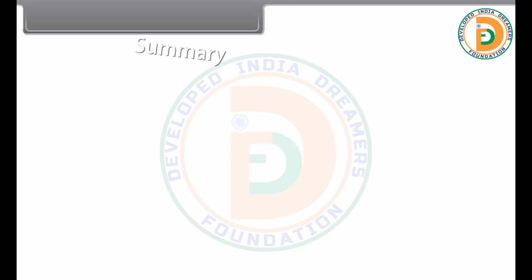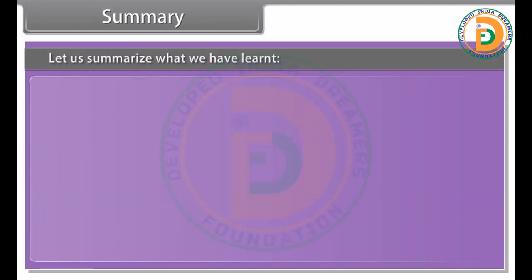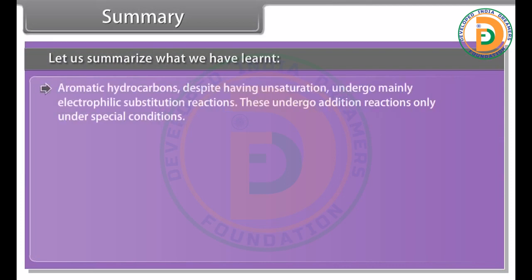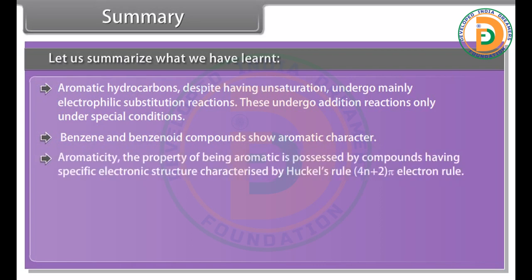Summary. Let us summarize what we have learned. Aromatic hydrocarbons, despite having unsaturation, undergo mainly electrophilic substitution reactions. These undergo addition reactions only under special conditions. Benzene and benzenoid compounds show aromatic character. Aromaticity, the property of being aromatic, is possessed by compounds having specific electronic structure characterized by Huckel's rule, the 4n plus 2 pi electron rule.